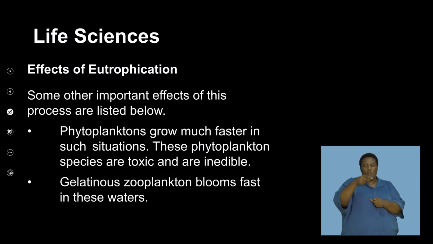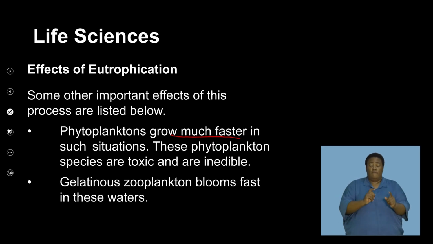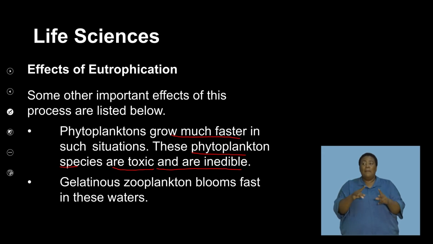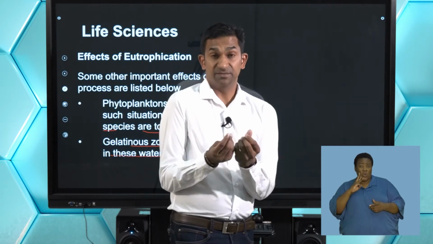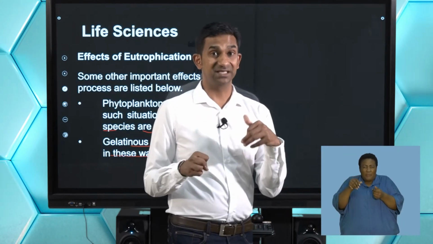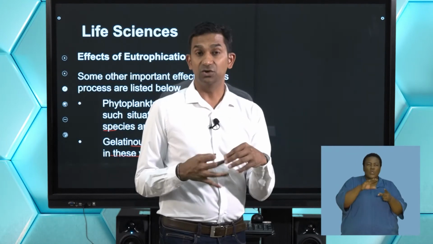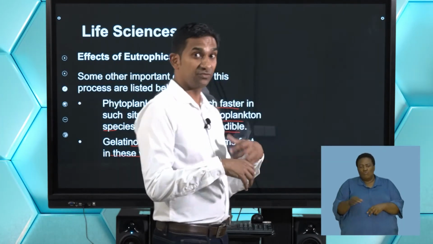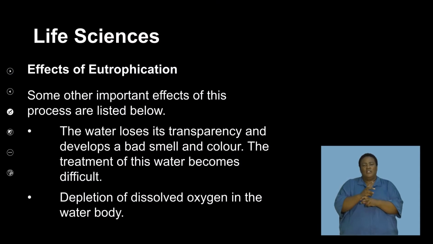Okay, some other important effects of this process are listed below. So the phytoplanktons grow much faster in such situations. You'll find that these phytoplankton sometimes are a species that produce toxic waste products and are inedible, so that other marine organisms cannot consume these. So it means that there's a lack of food now. You'll also find that certain zooplankton, gelatinous zooplankton, form fast on these waters and make the water very gelatinous, like jelly-like. So the water body becomes difficult for your birds and your aquatic organisms to even swim into. So you find that they start finding it difficult to inhabit those water bodies.